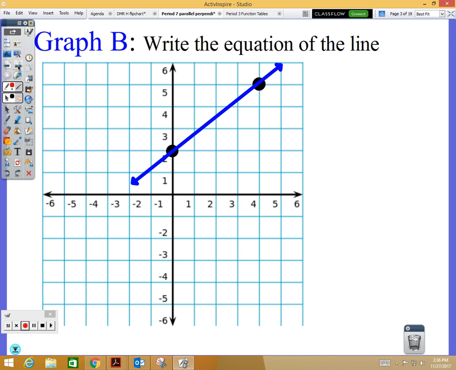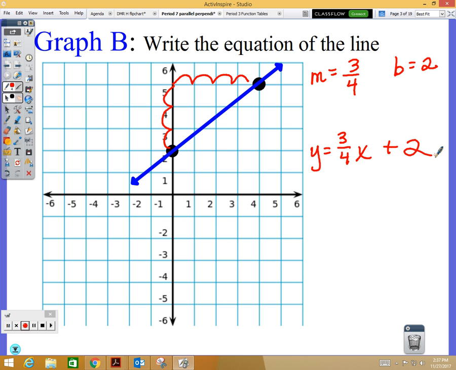Now we're going to write the equation of this graph. So graph B. So let's first identify our y-intercept. What is the y-intercept? 2. And you can see that our slope is positive again. And we're going up 1, 2, 3, and over 1, 2, 3, 4. So 3/4 again. So y equals 3/4 x plus 2. Okay, everyone all right with that? So you have the equation for graph B in your notes? Okay.